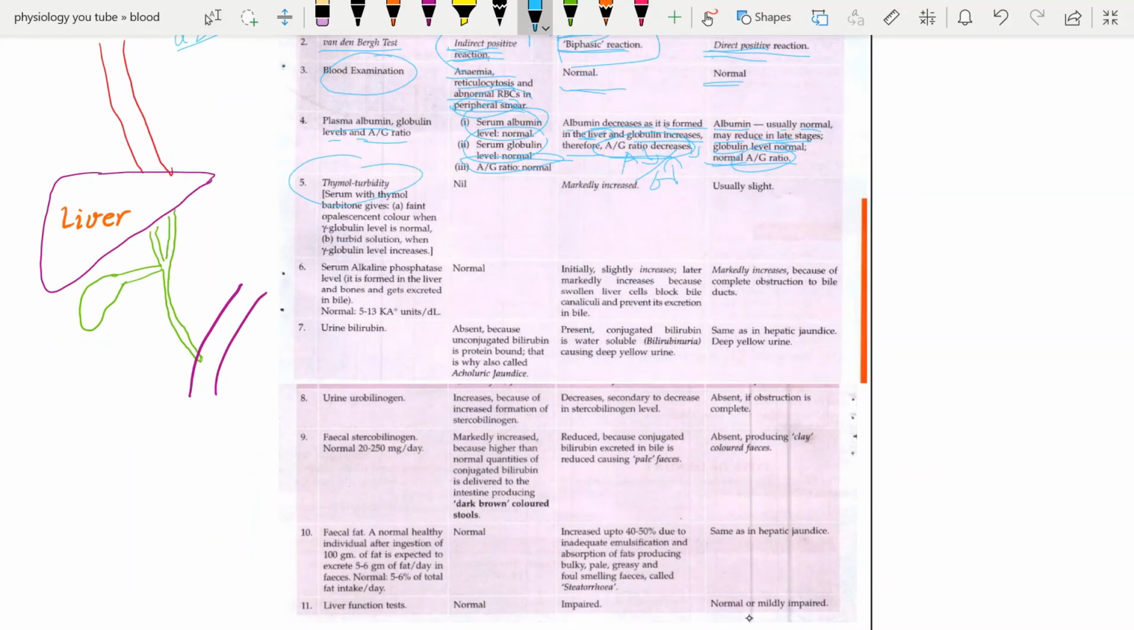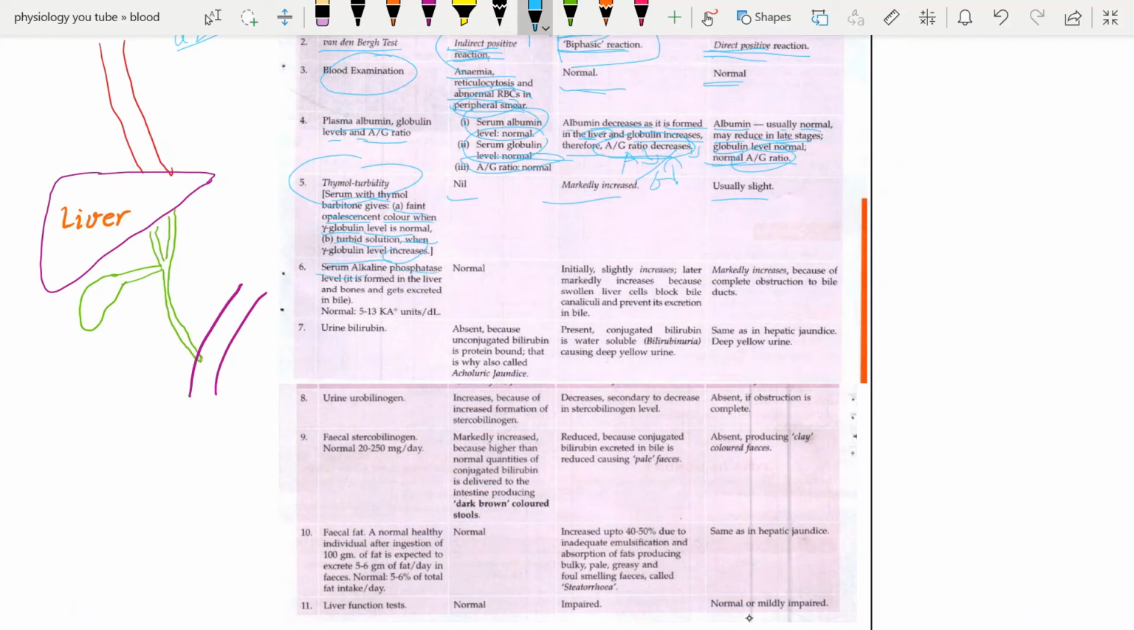The thymol turbidity. Serum with thymol barbitone gives a faint opalescent color when the gamma globulin level is normal, and turbid solution when gamma globulin level increases. It's nil in prehepatic, markedly increased in hepatic, and usually slight in the post-hepatic.